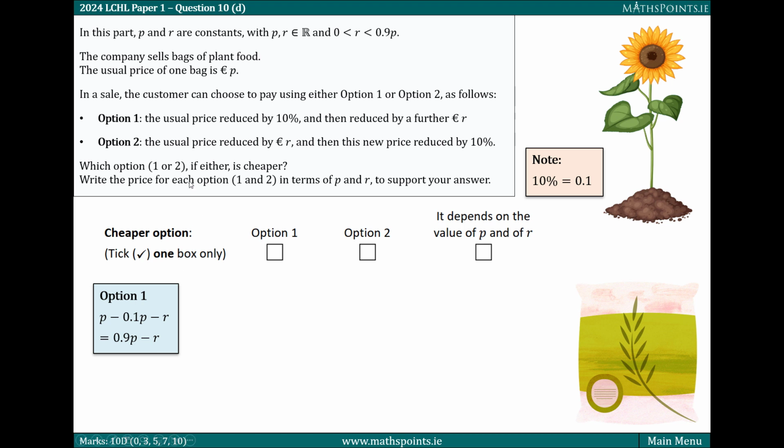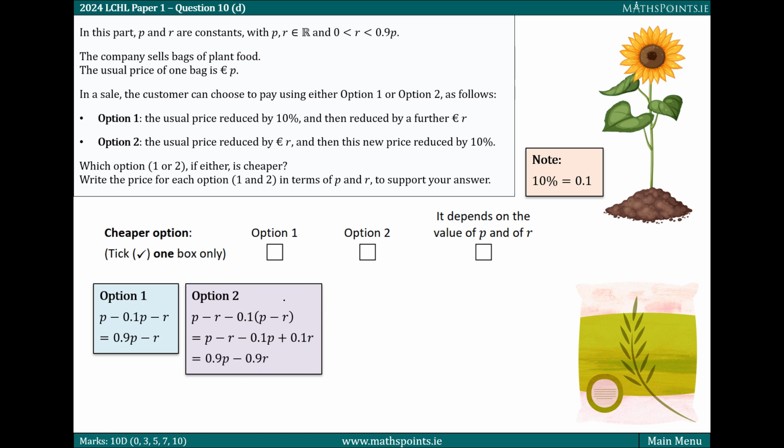Option 2 then says, well, the usual price is going to be reduced by R, so that's P minus R. And then from that, we're going to subtract 10% of that new price. So not 10% of the original price, not 10% of P, but 10% of the new price. The new price is P minus R. So we're going to subtract R from P, that's the new price, minus 10% of that price. If we multiply out the brackets, we get P minus R, minus 0.1P, and then plus 0.1R. P minus 0.1P is 0.9P, and then minus R plus 0.1R is minus 0.9R.